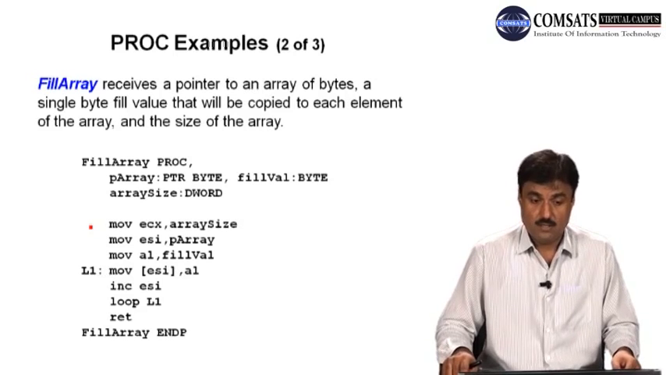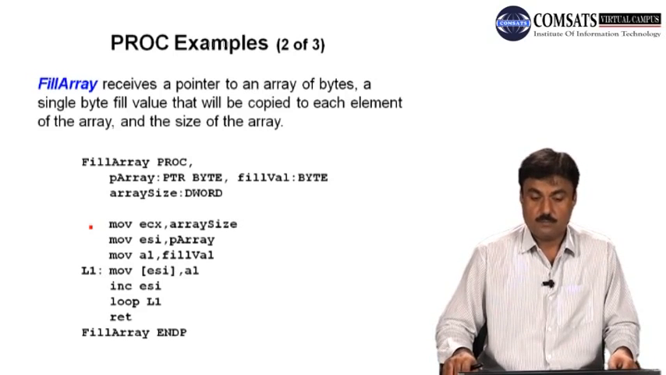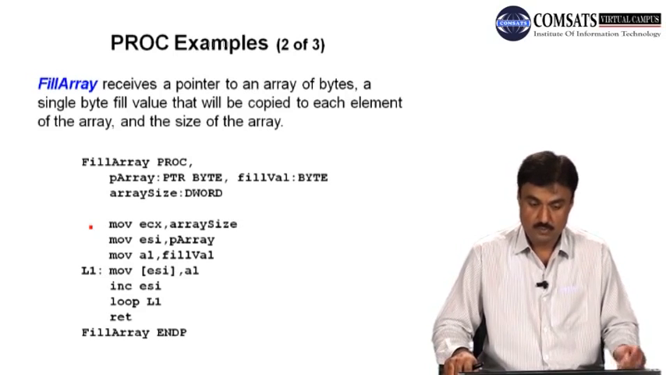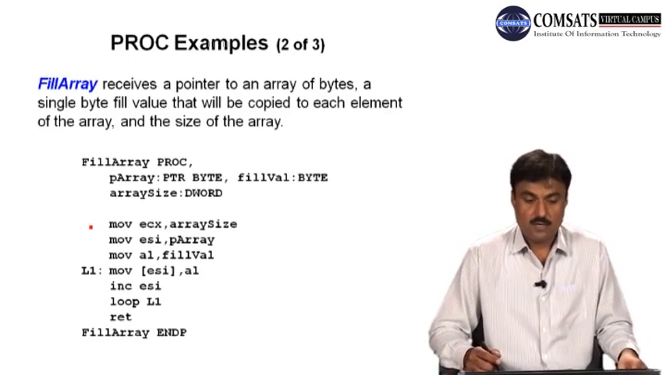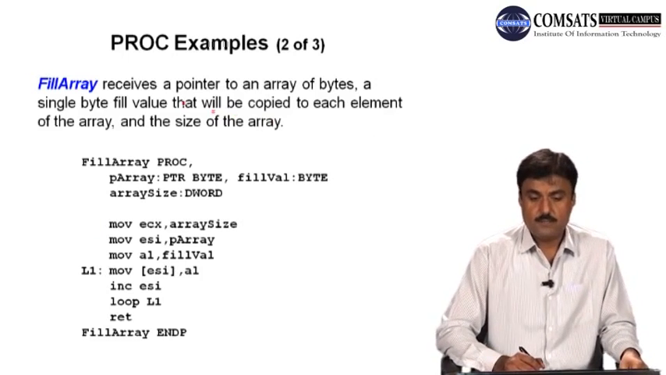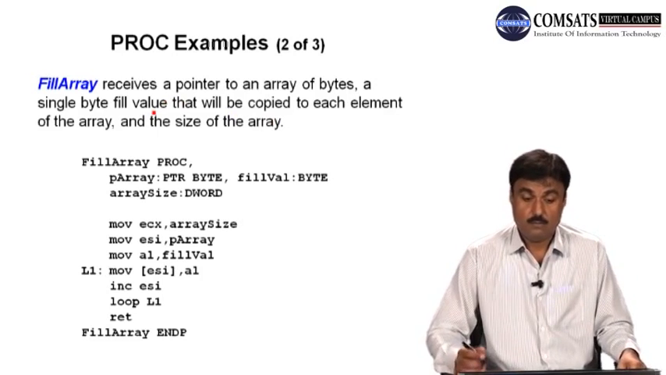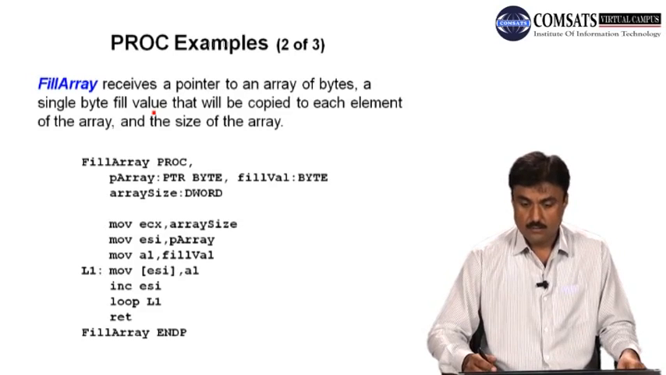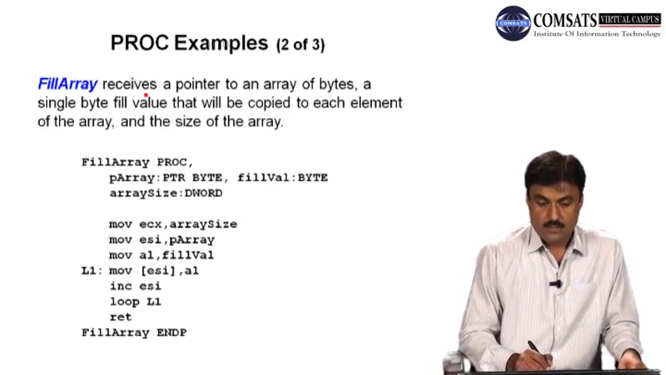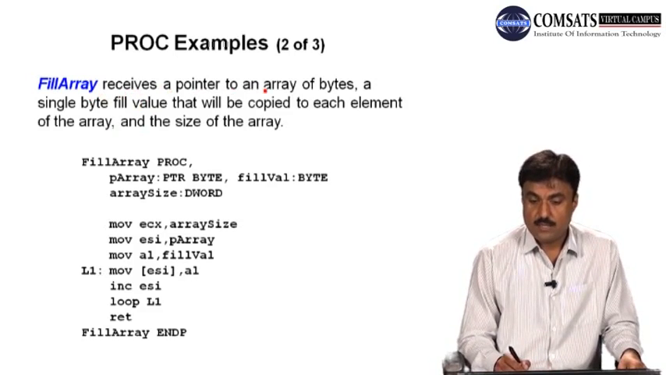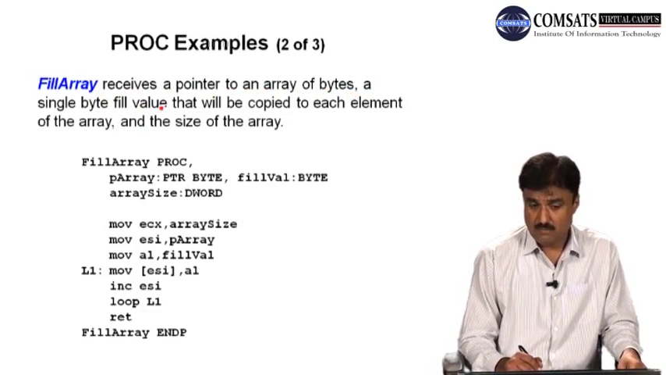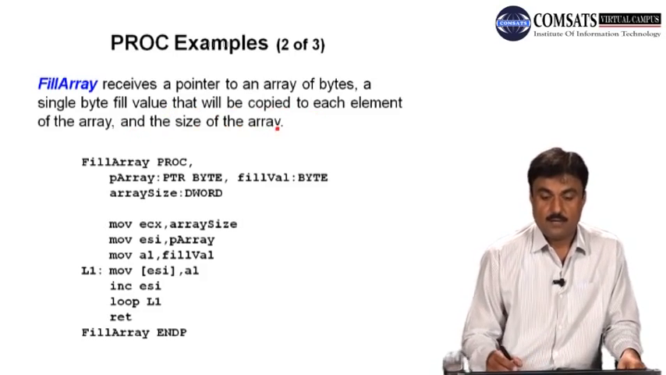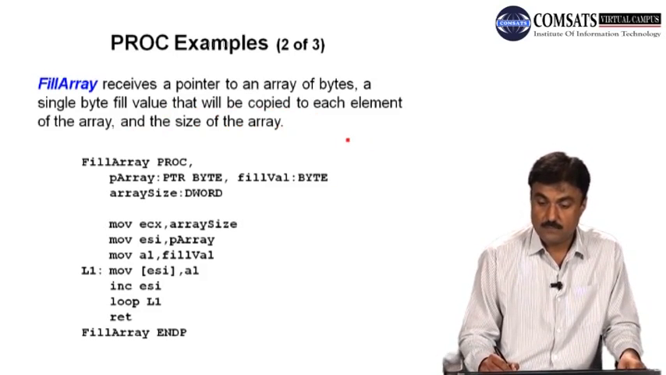Inside this FillArray example, we are using the procedure directive along with the parameters that will be used by this procedure. So FillArray is going to receive the byte that will be filled inside the array. So here you can see, FillArray receives a pointer to an array of bytes, a single byte fill value that will be copied to each element of the array, and the size of the array. So there are three things that we will receive.